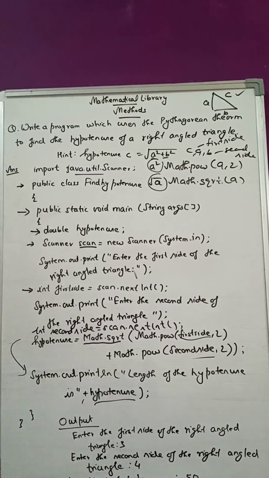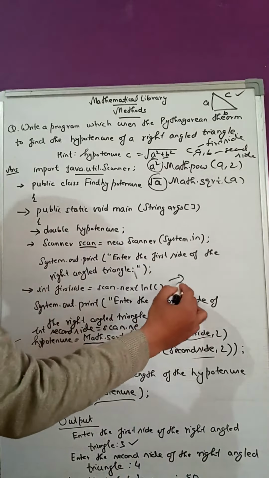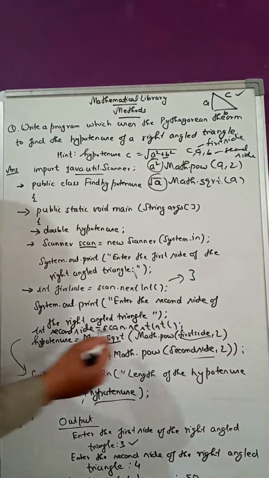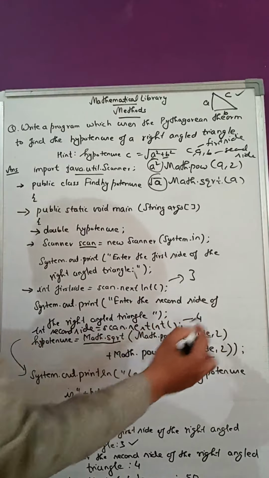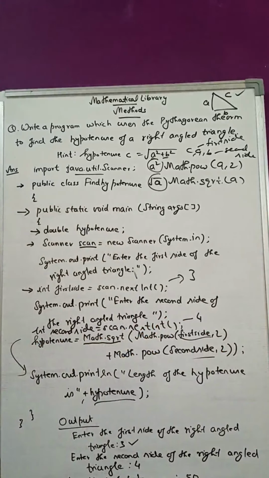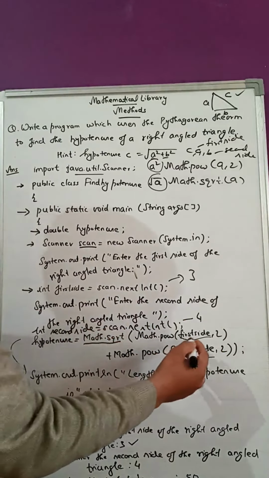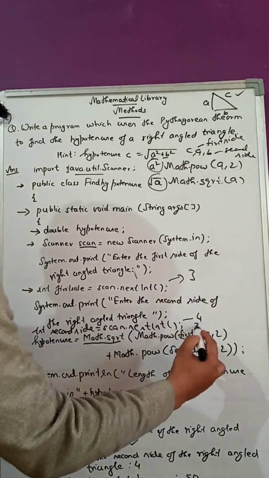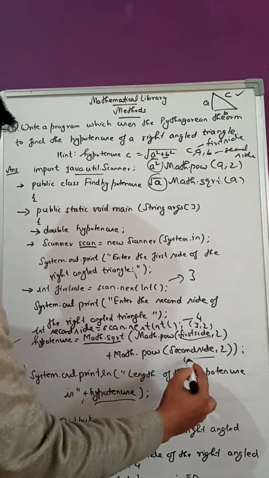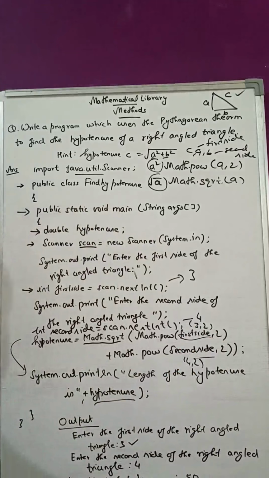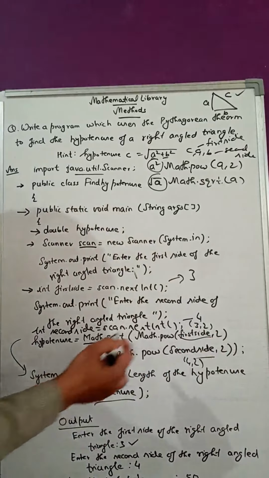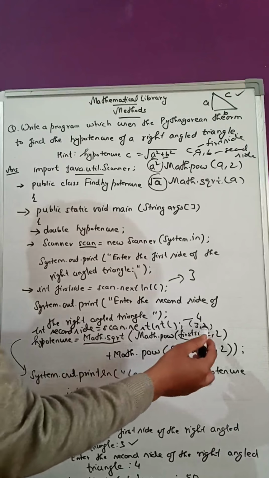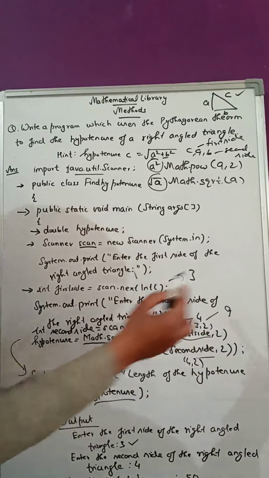We have done this program using a simple example. Suppose the number entered by the user for the first side is 3, and for the second side the value entered was 4. So when we are calculating the square root, inside that we have written math.pow first side comma 2, so this will be 3 comma 2, and in the other bracket it will be 4 comma 2, right? What will happen in the next step? Math.pow 3 comma 2 will be equivalent to how much? This will be equal to 9.